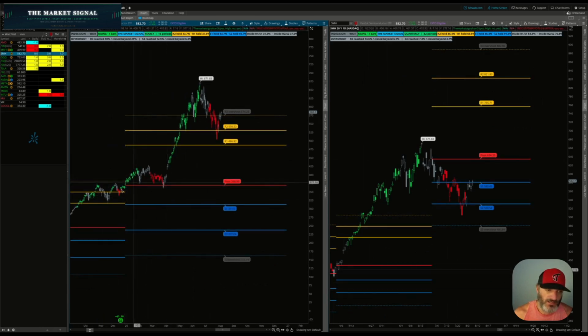It wasn't a random spot. It was from the pivot. Every time it got to the pivot, it was a buy, a buy, a buy. Look how high we are. R3 overshoot, 15 years worth of data tells me we reach it 12.5% of the time. We close beyond it 6.3% of the time.